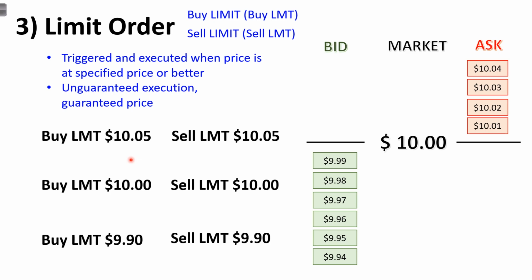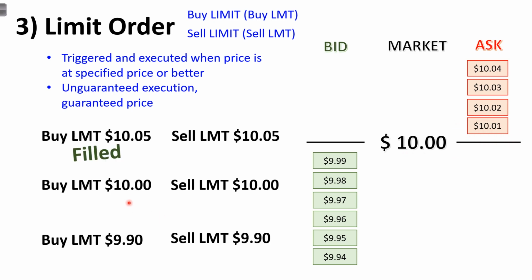For this order, you have to specify a price, and it will only be executed when the price is in your favor. Let's say that you set a buy limit at $10.05. What you are telling the system is that I only want to buy at $10.05 or cheaper. Make sense? We only want favorable prices. So what will happen when the market price is at $10? The system will automatically buy for you at the cheapest available price, which is $10.01.